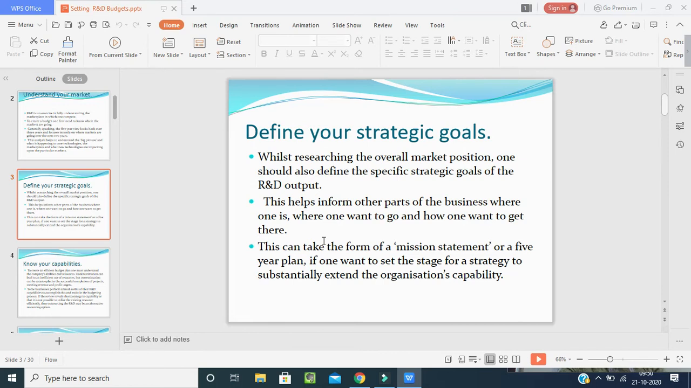capability. Now these strategies help to inform other parts of the business where one is and where one wants to go and how one wants to get there. That means from one position to another position, how it is going to be. So this will help us identify the specific strategic goal of the research and development.